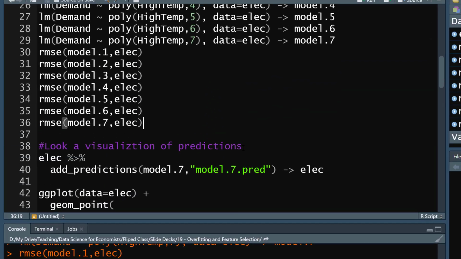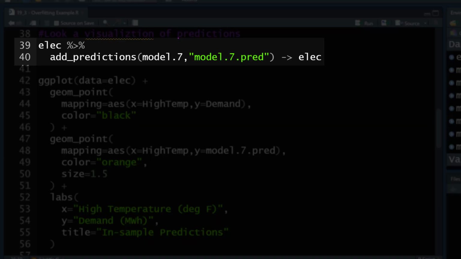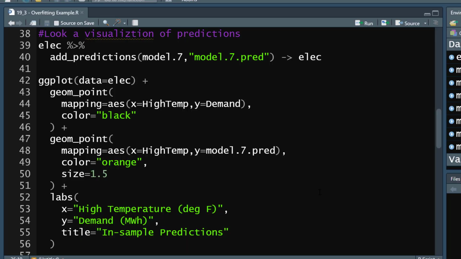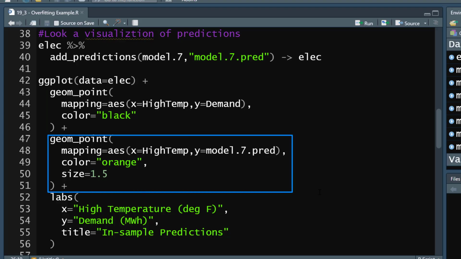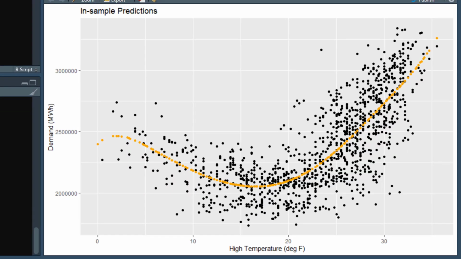Going back to my code, we had the lowest value of the loss function, including 7 polynomial terms. I'd like to create a visualization of the predictions from that model to see how well they fit. So first I'll use the add predictions verb to add the predictions from model 7 to my electricity data table, and then I'll create a visualization showing the original data using black dots and the prediction for my model using orange dots. Looking at the visualization, you can see the predicted values from the model do a relatively good job of following the pattern of the relationship between electricity demand and high temperature.